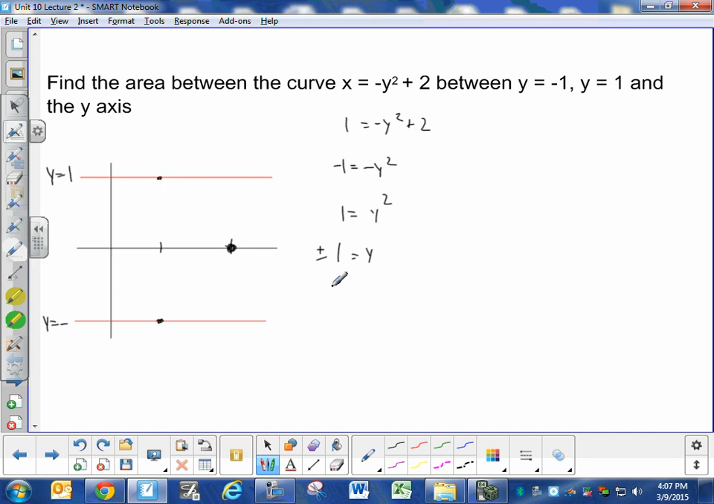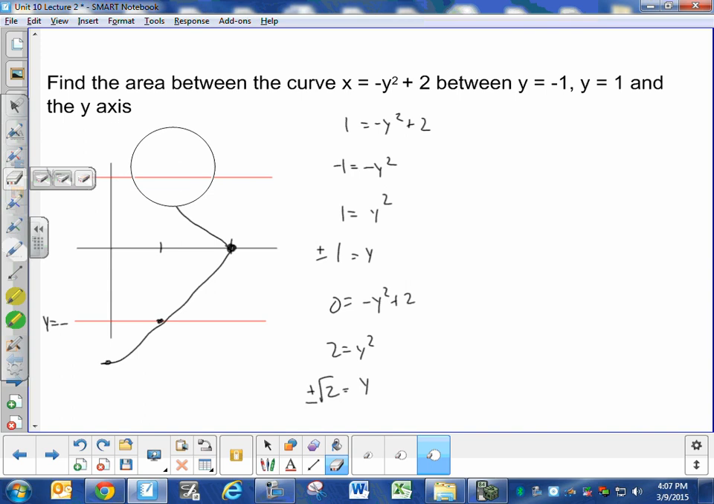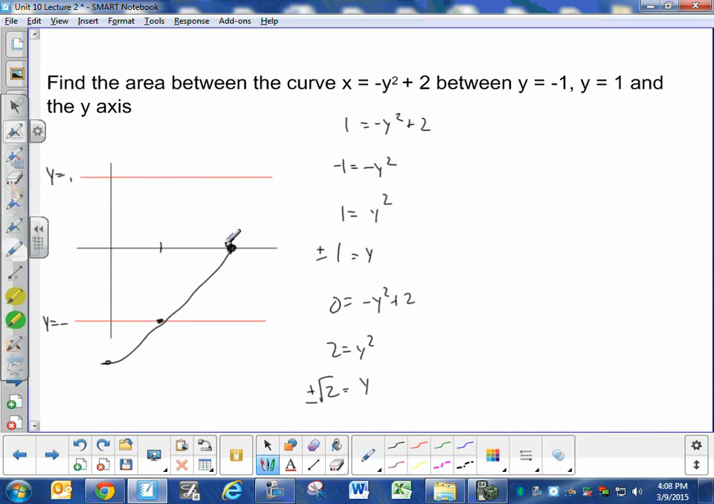Let's try when x is 0, where we have points here. So when x is 0, I get negative y squared plus 2. I get 2 is equal to y squared, or y is equal to plus or minus root 2. All of a sudden, we're up here at root 2 and negative root 2. So this is what negative y squared plus 2 would look like, some kind of curve like that. It's kind of like a parabola. Maybe this isn't perfect, but nothing's been perfect in this lesson. Okay, so the goal really is to find this region right here.